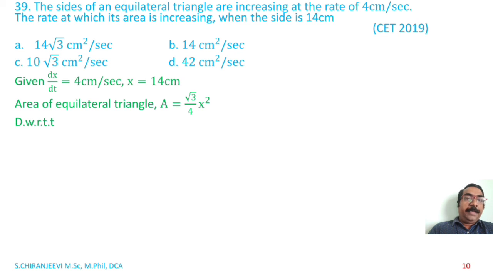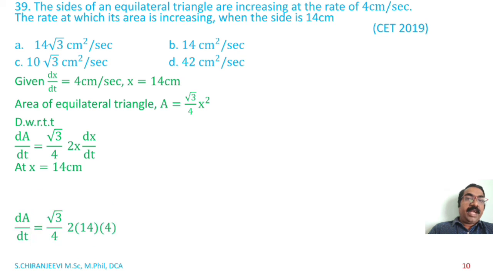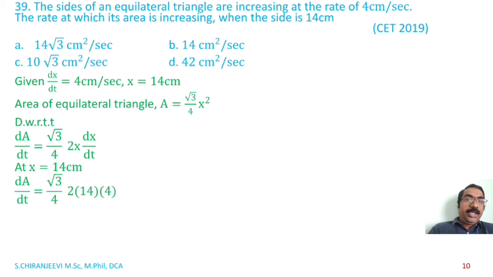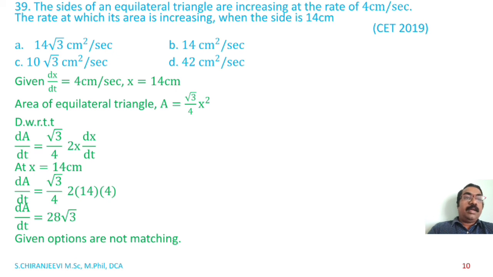Differentiating with respect to t, dA by dt equal to root 3 by 4. Differentiation of x square is 2x into dx by dt. At x equal to 14 cm and dx by dt is 4 cm, we get root 3 by 4 into 2 into 14 into 4, which is 28 root 3. So given options are not matching.